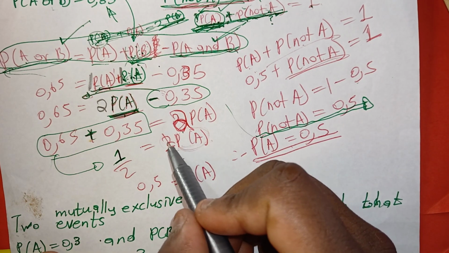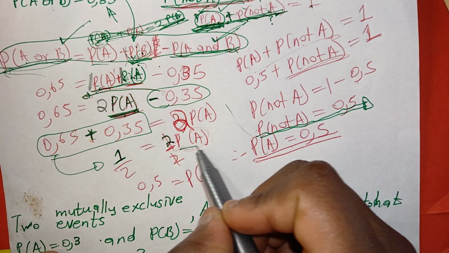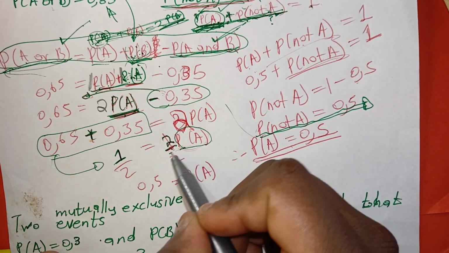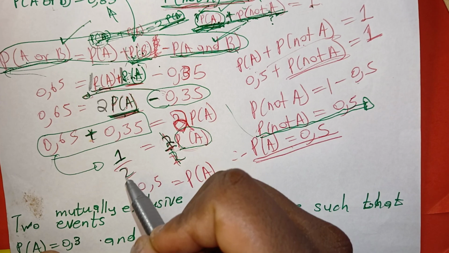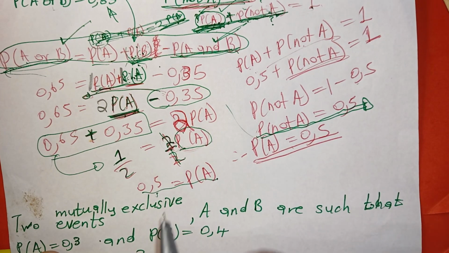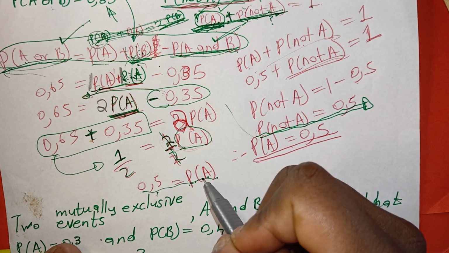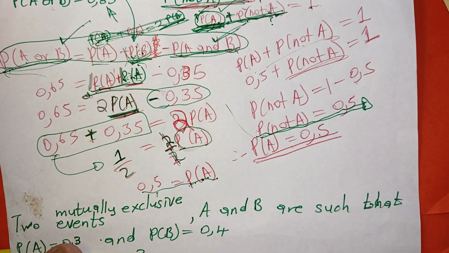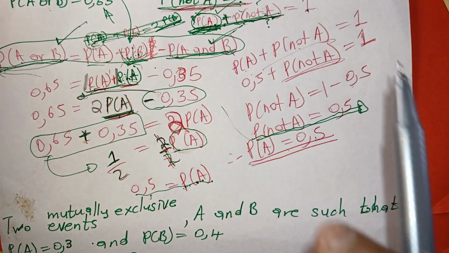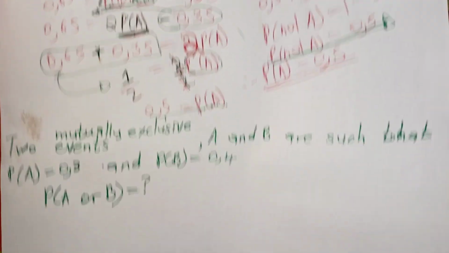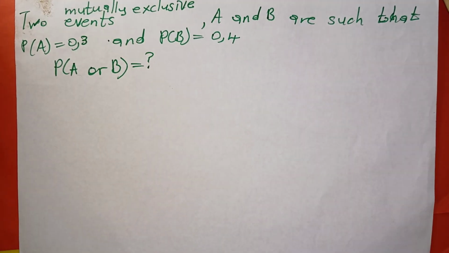And now I know what is in front of what I need. I divide by it. So I divide both sides until I get this answer. And now I know that P(A), and that P(A) will help me here. So I hope, guys, you did understand this question. So now let's move to the next one.